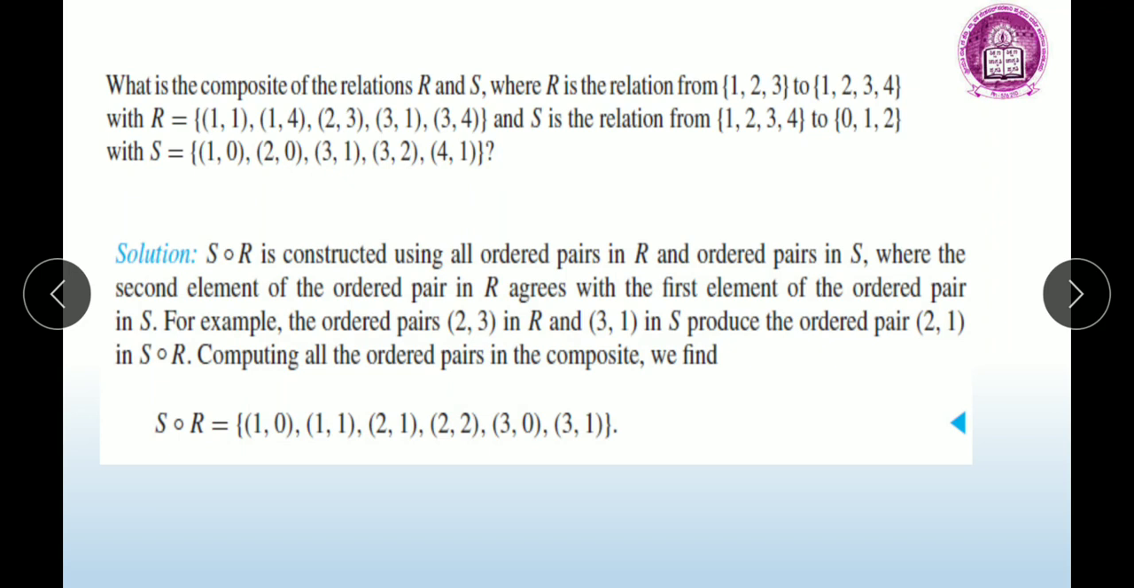So compute all such ordered pairs in the composite. We see that S composition R is, say, (1, 1) is there and (1, 0) is there. So (1, 0) will be there. Then (1, 4) is there and (4, 1) is there. So (1, 1) will be there. That is here. Next (2, 3) is there, (3, 1) is there. So (2, 1) will be there. (2, 3) is there, (3, 2) is there. So (2, 2) will be there. Then (3, 1) is there, (1, 0) is there, so (3, 0). Then (3, 4) is there and here (4, 1) is there. So (3, 1) will be there. So this is how we find the composition.